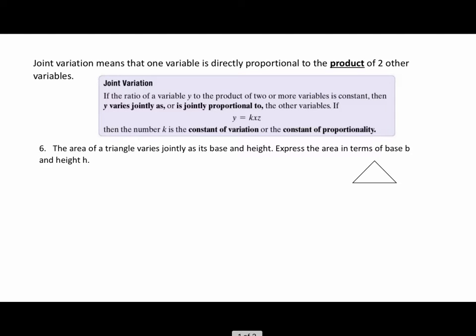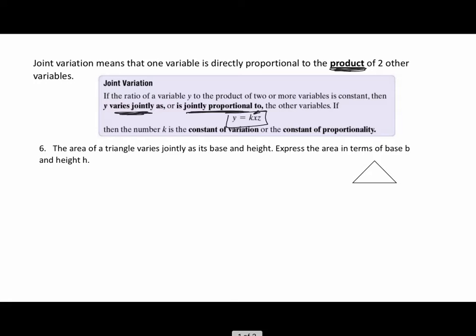Joint variation means that one variable is directly proportional, or varies directly, to the product of two other variables. So the words that you'll see for translating that are "y varies jointly as this and this variable," or "is jointly proportional to this and this variable." And so you translate that into y equals k times x times z, or whatever the variable names are. And again, k is that constant of variation. That's always going to be the same for any varying relationships.